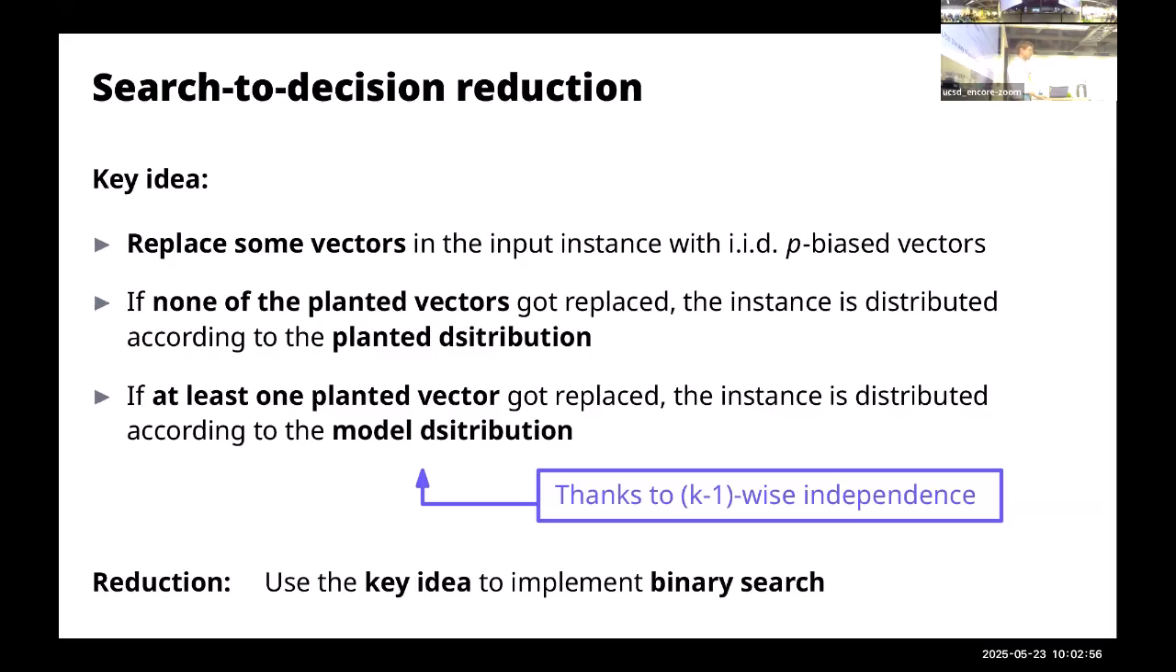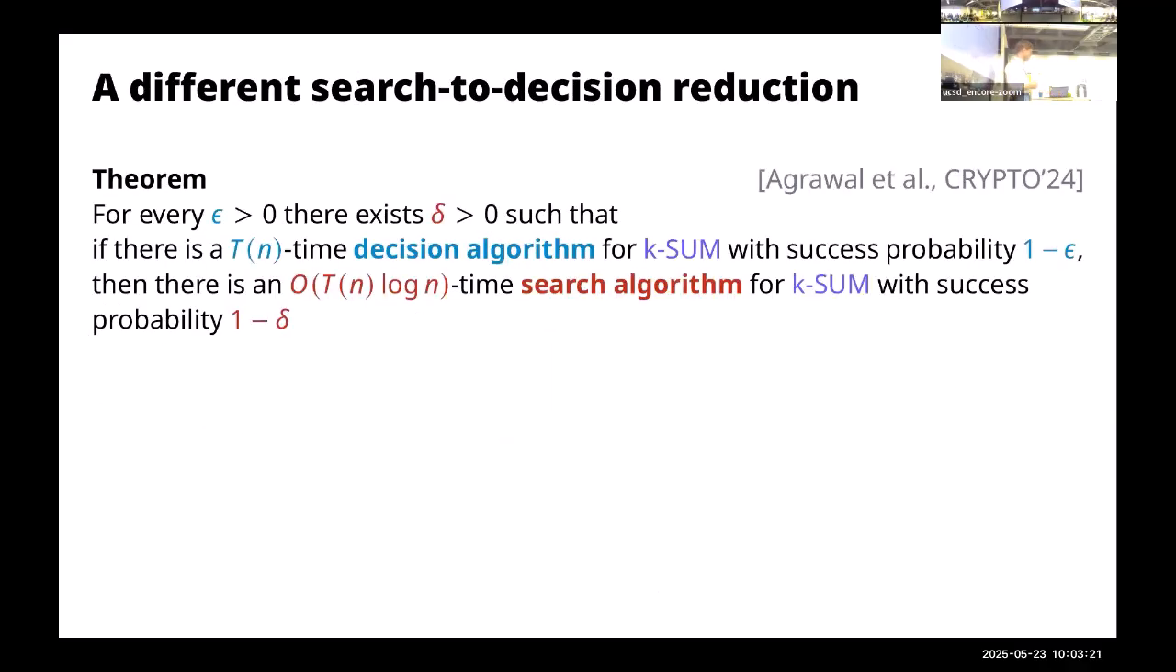So this search to decision reduction makes sense if your failure probability is very small. Let's say it has to be smaller than 1 over log n, so let's say 1 over poly log n, or maybe 1 over n. But we also have something for the case where the failure probability is constant. So we have a different search to decision reduction.